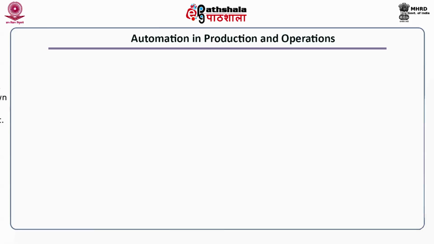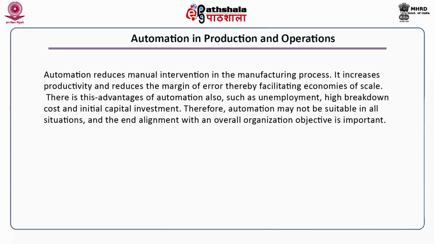Automation in production operation. Automation reduces the manual interventions in the manufacturing process. It increases productivity and reduces margin of error, thereby facilitating economies of scale. There are disadvantages of automation also, such as unemployment, high breakdown cost, and initial capital investment.